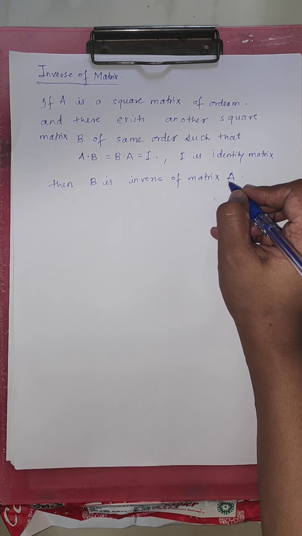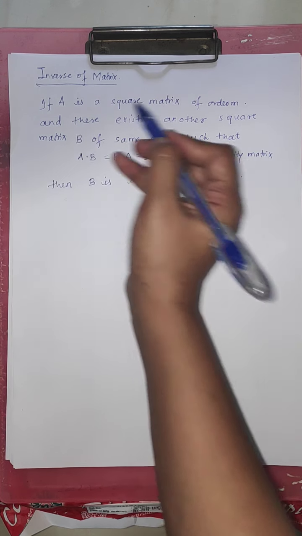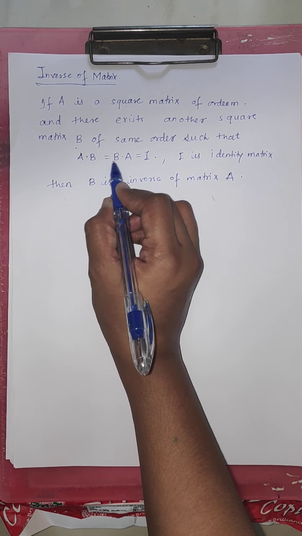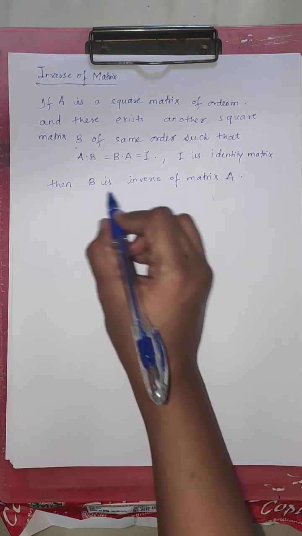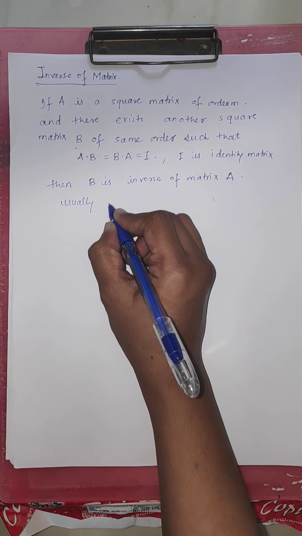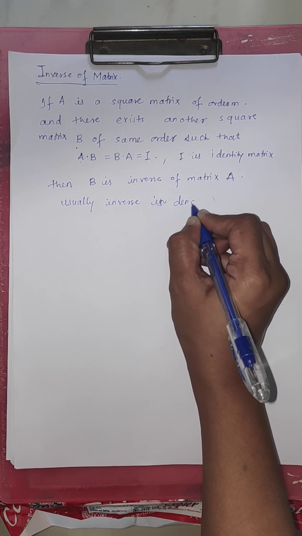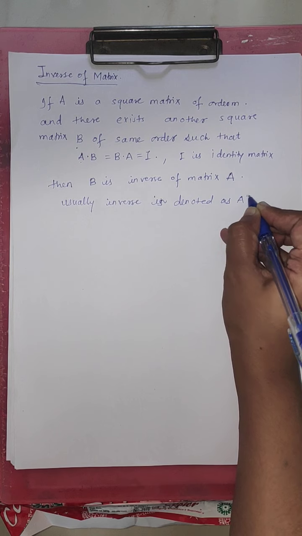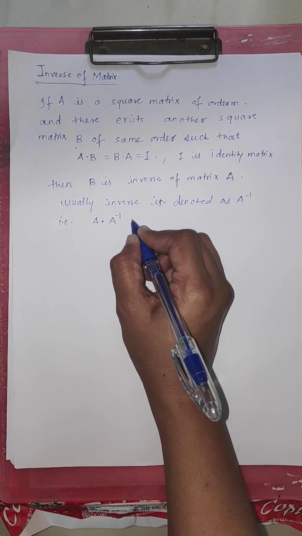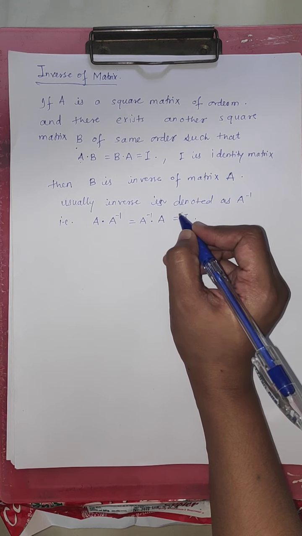So we will see what the inverse of a matrix is. Suppose A is a square matrix and we have another square matrix B of the same order such that A into B or B into A is equal to I, then we can say that B is the inverse of matrix A. Usually we denote the inverse as A inverse. That means A into A inverse or A inverse into A equals I, the identity matrix.